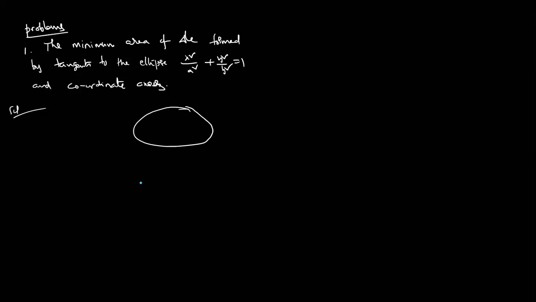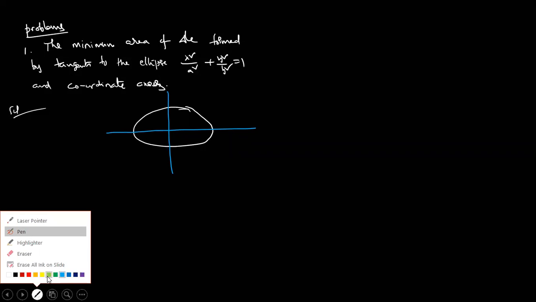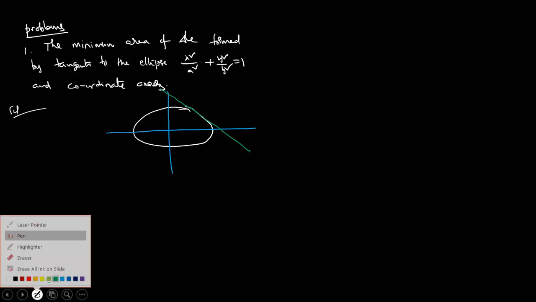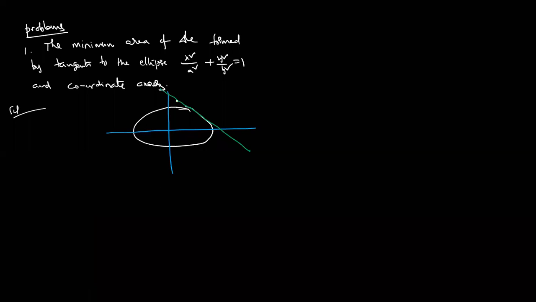Anyone? X, y axes I'm taking. Fine. This is the tangent. Now they're asking for this area, with the coordinate axes. C, A, B is a right angle triangle. So choose one point. What is the point here? A cos theta, comma B sin theta. That is the logic.